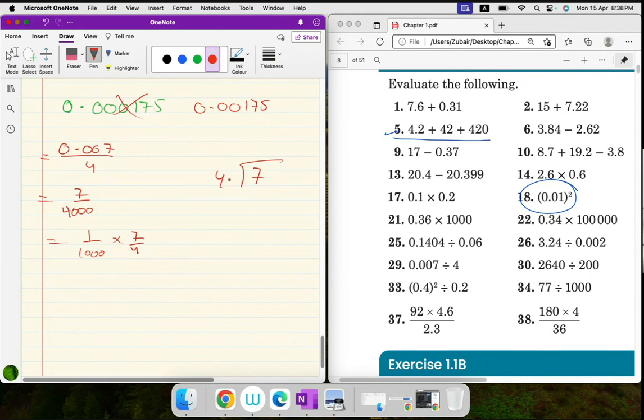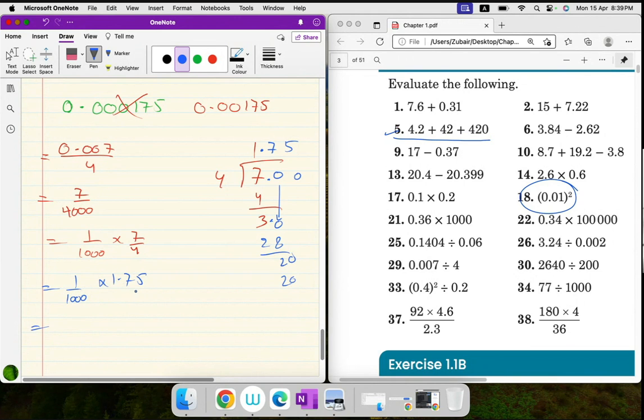So 7 by 4. 4 1 times is 4. I'm left with 3. I would definitely need a carry. So 0 comes down, a decimal point. 4 7 times is 28. 2 left, another 0. 4 5 times is 20. So I can write 1 by 1000 into 1.75.